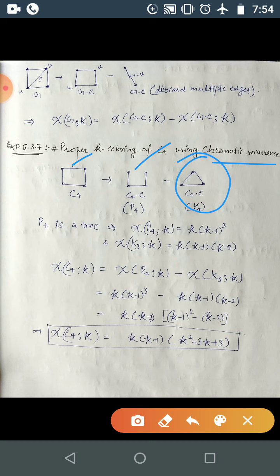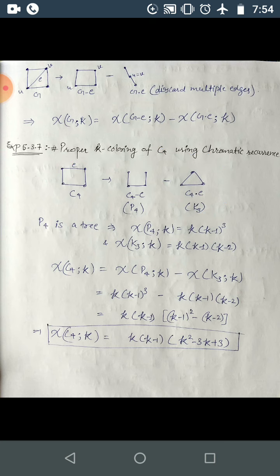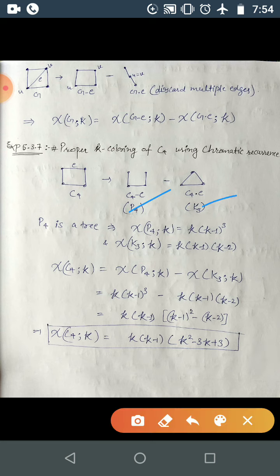So if you contract this edge, then you will be getting this vertex, these endpoints are the same, so then it becomes C3, or you can just say K3, correct? So we got P4 and K3. Why am I just writing K3 here? Because we already know the chromatic polynomial of Kn, and we know the chromatic polynomial of P4. P4 is a tree, that's why we know this, correct? We have already done this, so you need to remember that.